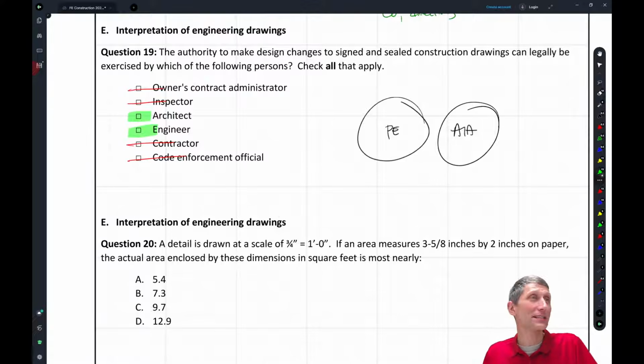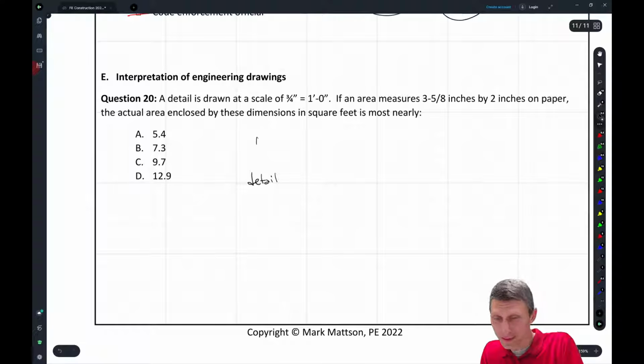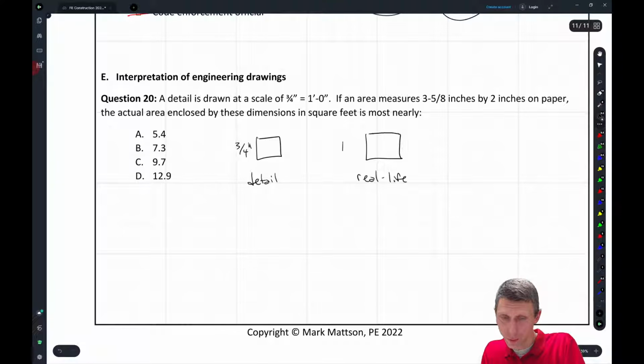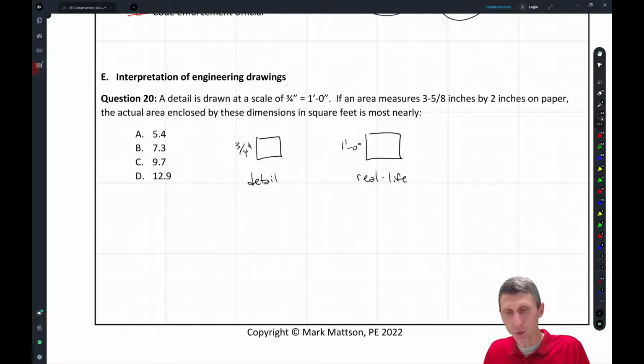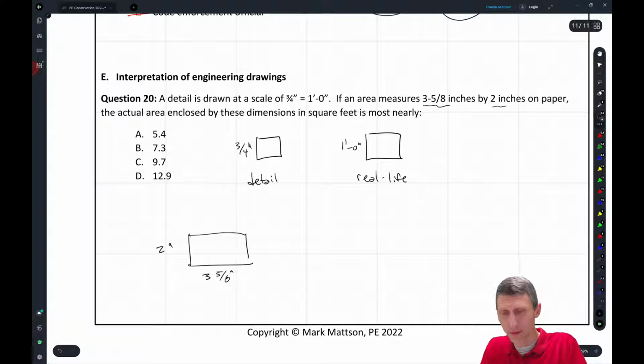Okay, and last question here, question 20. A detail is drawn at a scale of 3/4 of an inch equals 1 foot. So what we know here is the detail has, right, 3/4 of an inch, and the real life is going to be 1 foot 0 inches. Okay, so that's what we have. We have an area that measures 3 5/8 by 2 inches on paper. So let me just draw that in. So this is on paper, we've got 2 inches by 3 5/8 of an inch on paper.